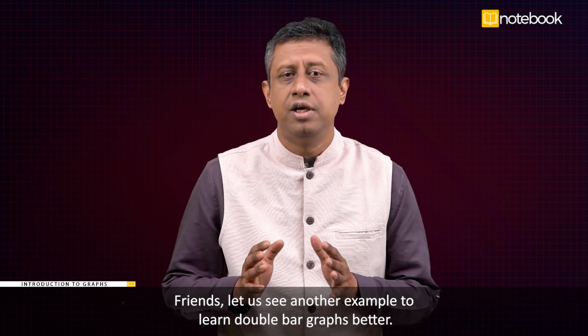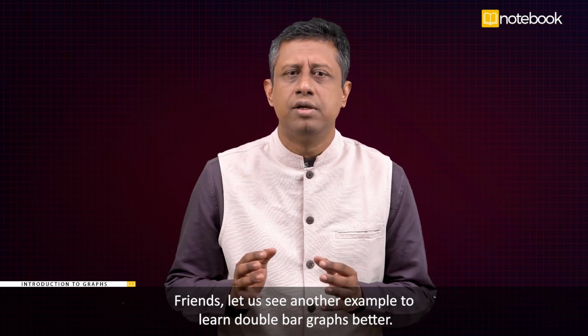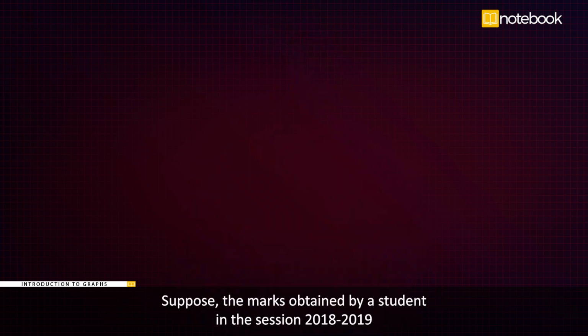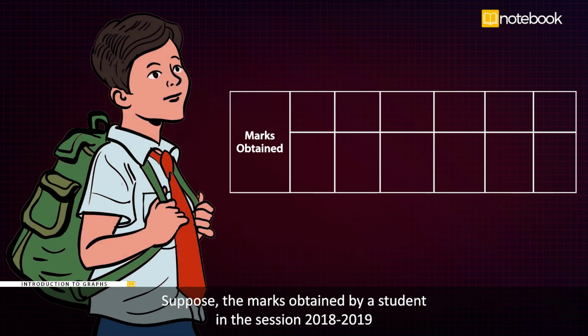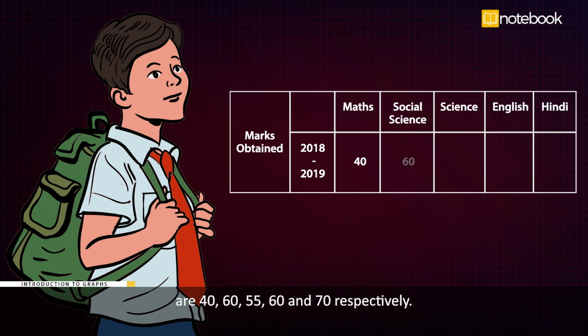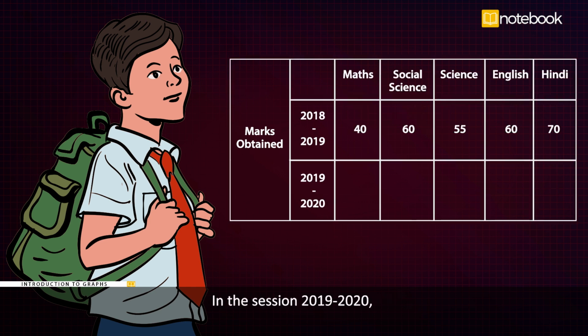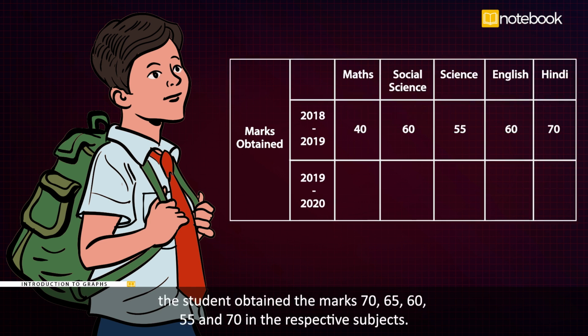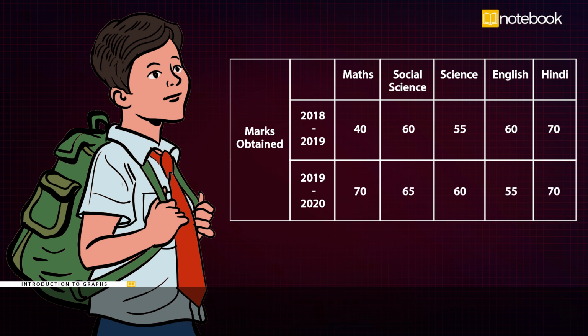Friends, let us see another example to learn double bar graphs better. Suppose the marks obtained by a student in the session 2018-19 in the subjects Math, Social Science, Science, English and Hindi are 40, 60, 55, 60 and 70 respectively. In the session 2019-20, the student obtained the marks 70, 65, 60, 55 and 70 in the respective subjects.